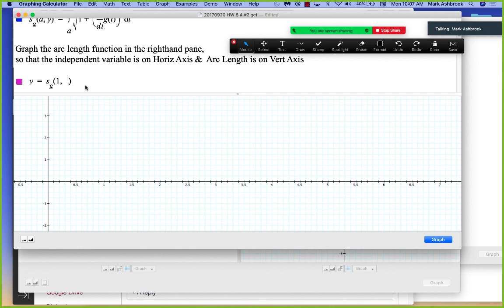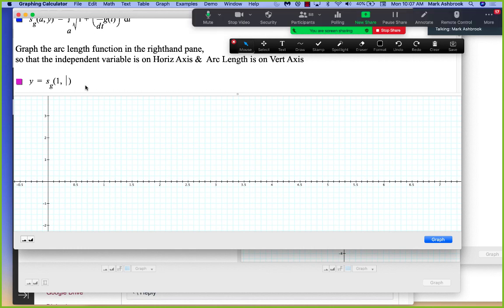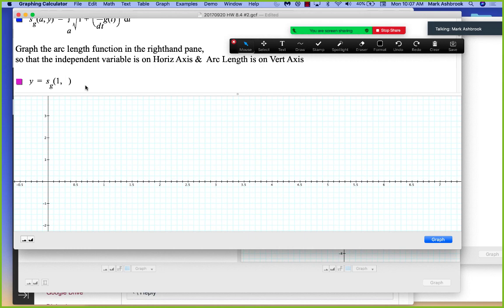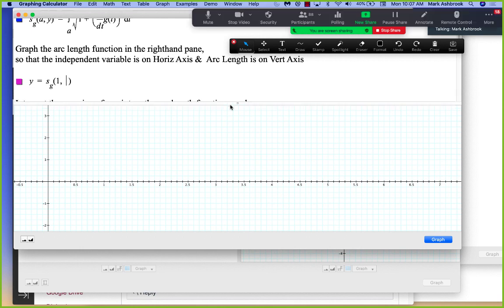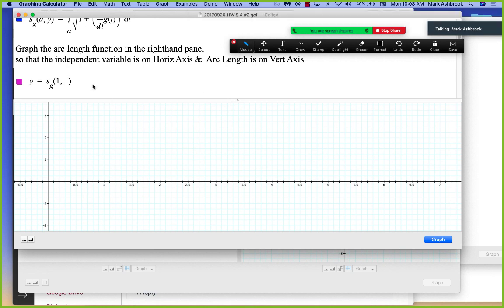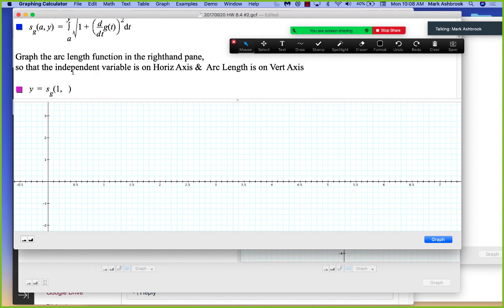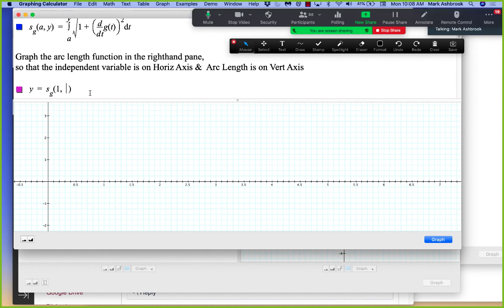If I want to tell it to graph something, GC is going to want to know, what do you want to put on the x-axis and what do you want to put on the y-axis, right? So what am I putting on the x-axis in this new graph? What I'm putting on the x-axis in the new graph is what I was doing over here, y. The independent variable over here was y. And that is my second argument.